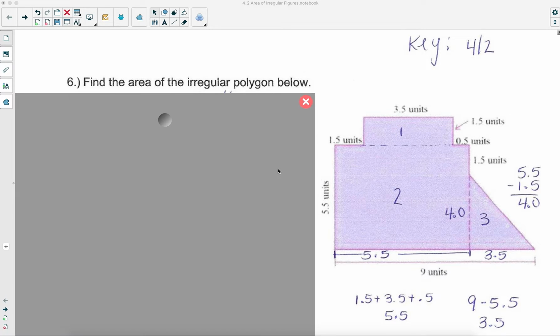I'm going to go over the second part of yesterday's worksheet, Area of Irregular Figures. So I'm going to go through questions 6, 8, and 9. Number 7 you'll be submitting through Google Forms.